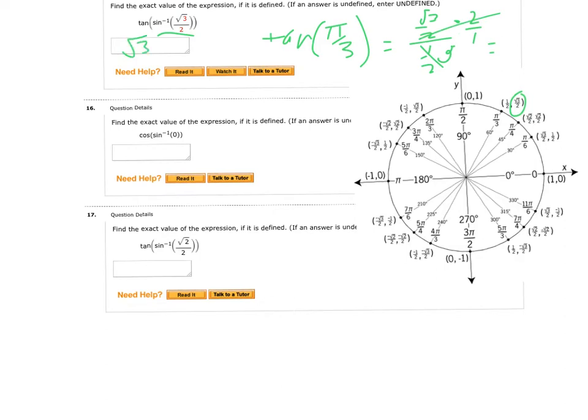All right, next up here, cosine of sine inverse of 0. So same idea, actually, I'll let you guys do these next two. So you're just going to do the inside first and then do the outside.